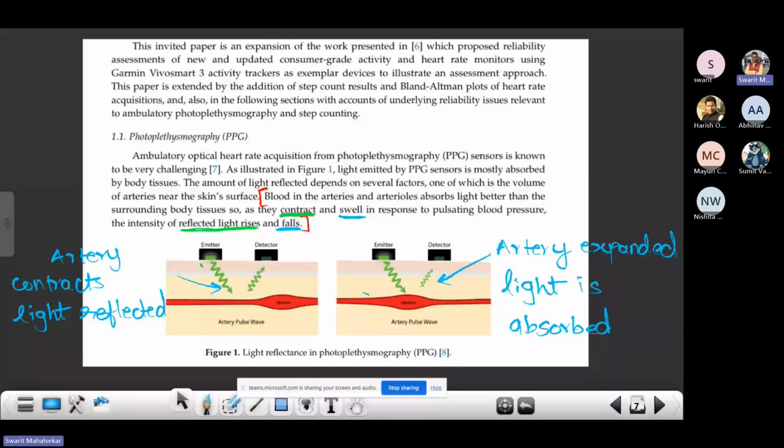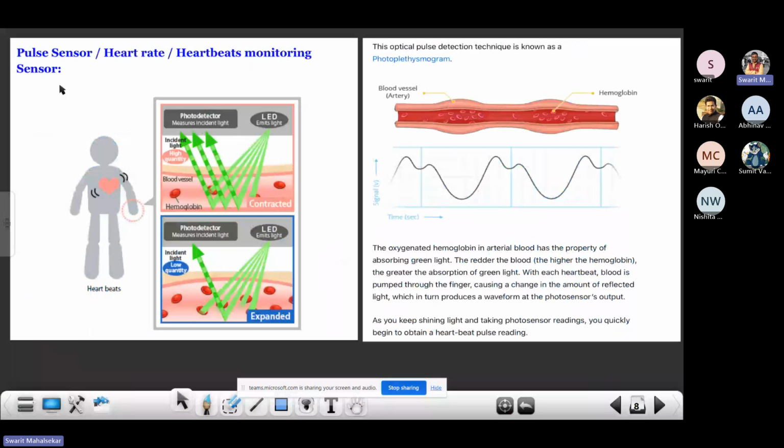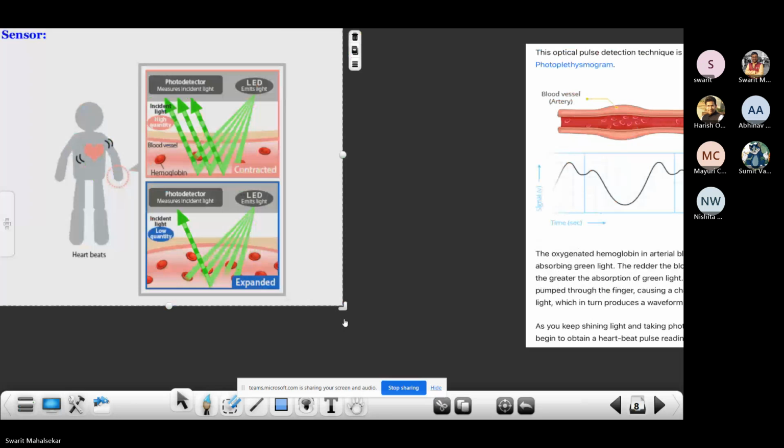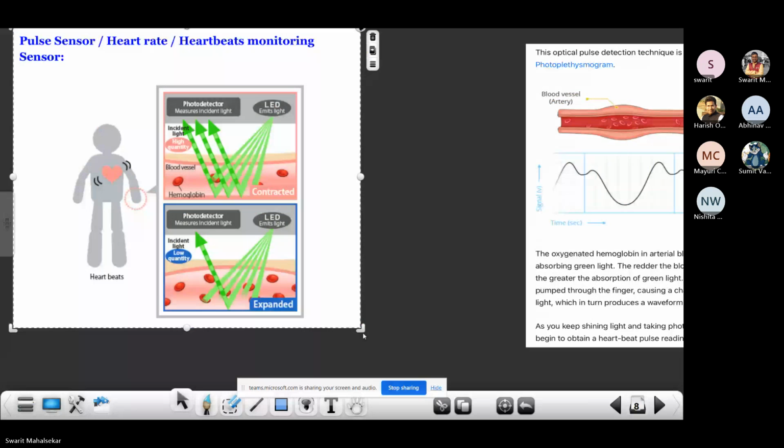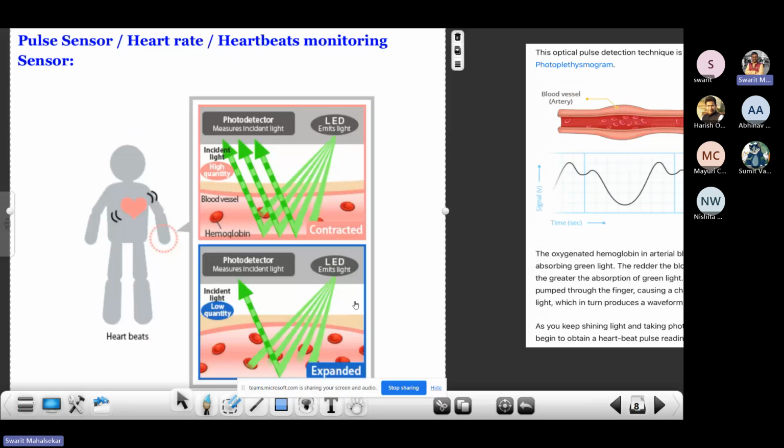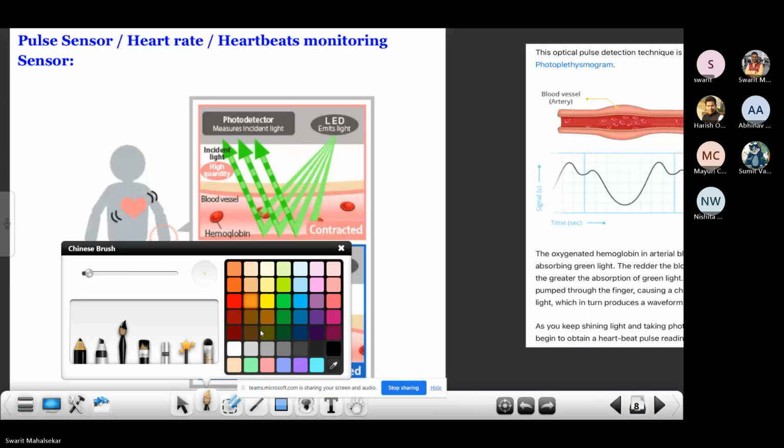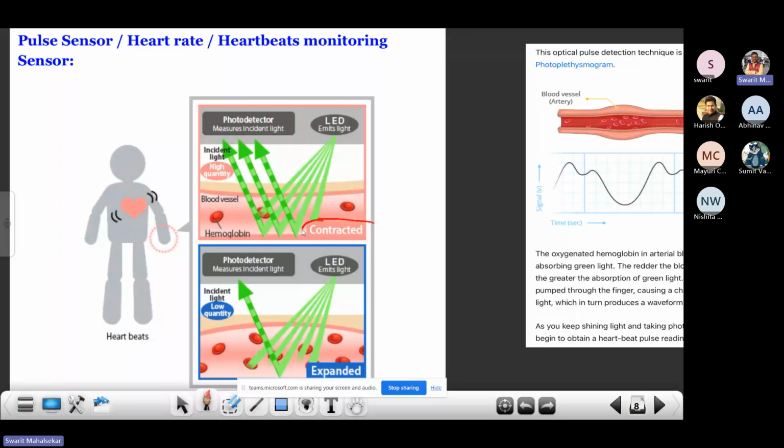Okay, so this is what I had mentioned. If you could see very clearly, let me zoom this particular image. Over here, it has been clearly mentioned that my artery is contracted. Let me use a different color. You see, my artery is contracted. That means we are talking about this particular condition.